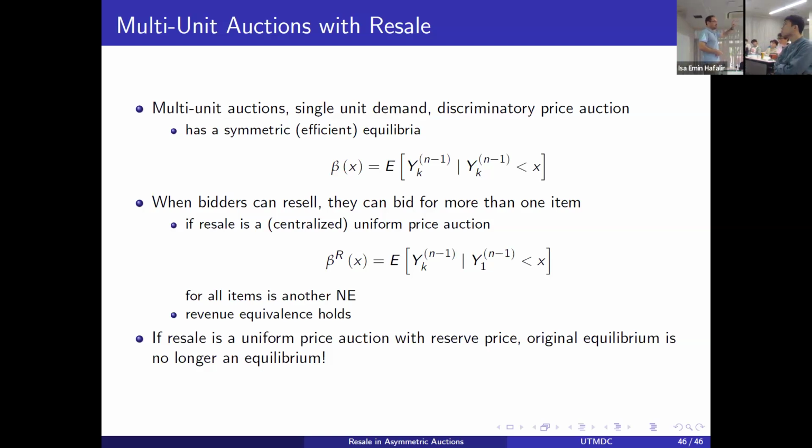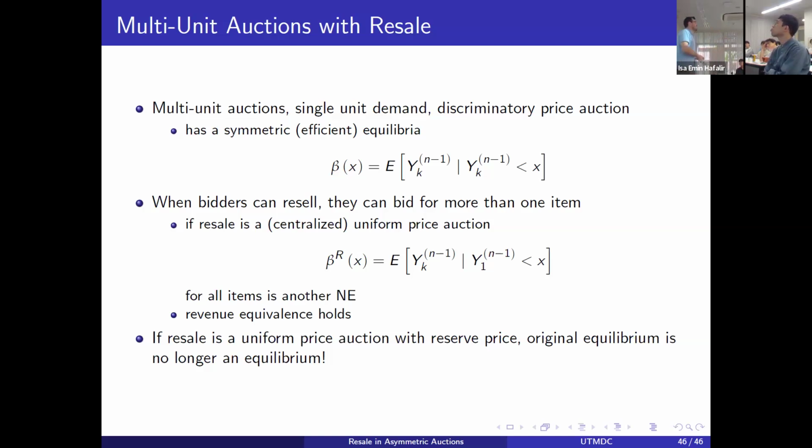But if you allow resale, if the bidders can resell to each other, we can show that this equilibrium is no longer an equilibrium. Because what can happen is that one of the bidders can get, for instance, let's say that we have 3 bidders, one bidder will get all 3 items by bidding very high and sell the other 2 items to the other 2 bidders. And that will be a deviation in symmetric equilibrium.